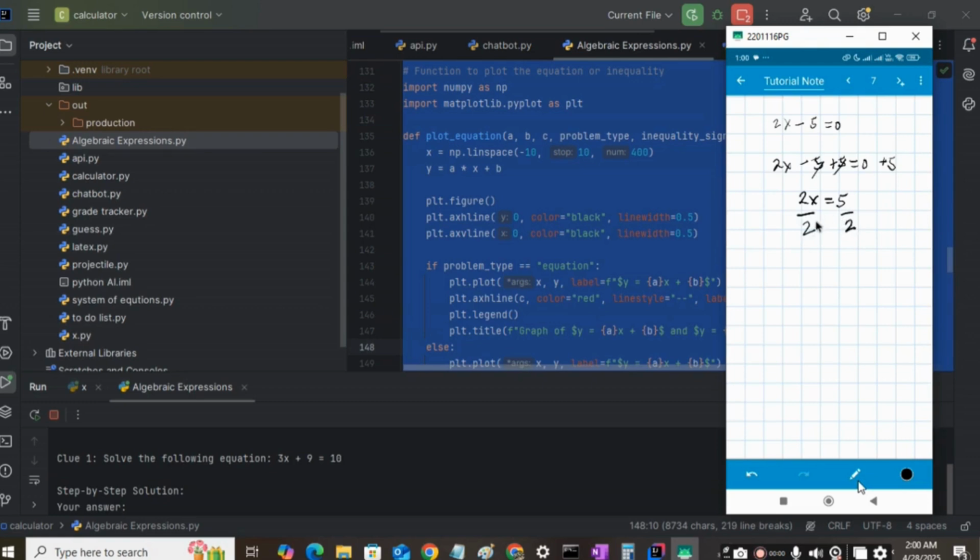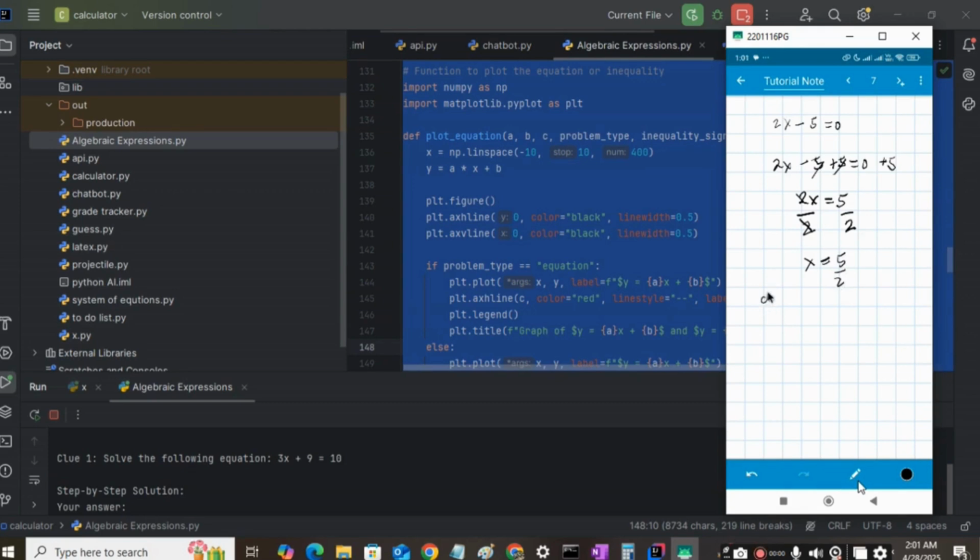Now the logic here is, whatever you do on the left side, you must also do on the right side, because it is an equality. In order for the left and right sides to remain equal, whatever you do on the left, you must also do on the right. So essentially the 2 will cancel out because it's common in the numerator and the denominator. So all we have is x equals 5 over 2.